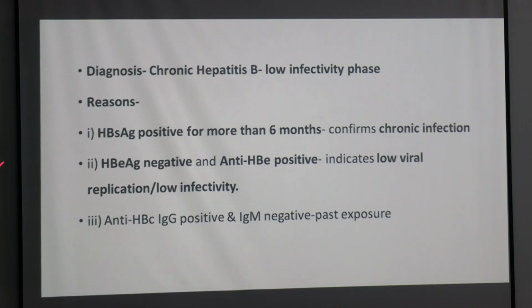কেন বলা হলো? HBs positive for more than 6 months confirms chronic infection. HBe antigen negative and anti-HBe positive indicates no viral replication or low infectivity. Anti-HBc IgG positive and IgM negative means past exposure. বুঝতে পারলে?